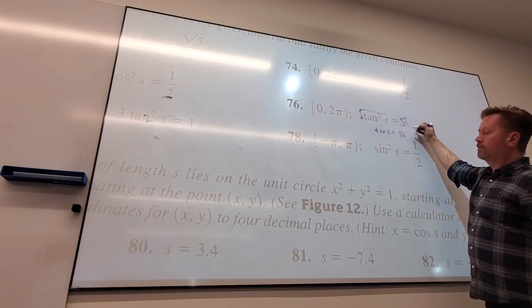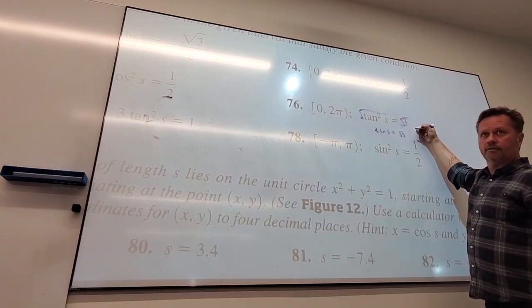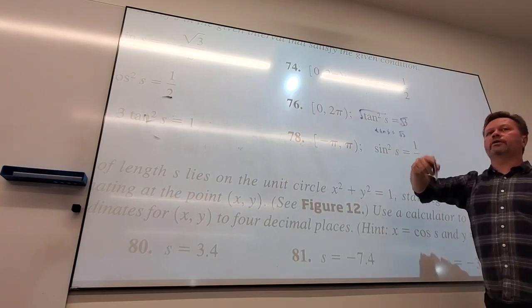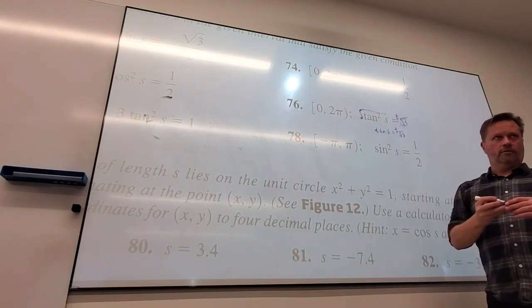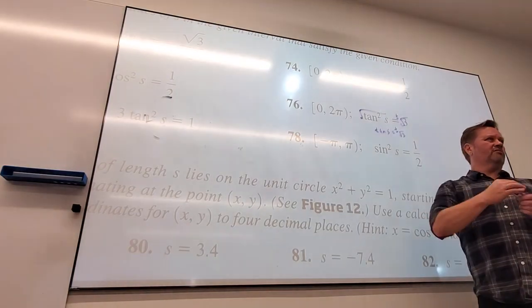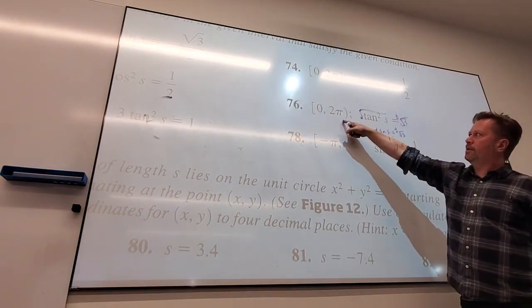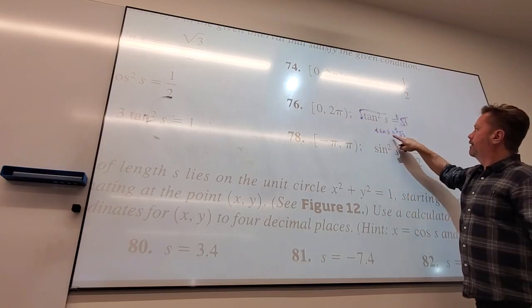Is it just this? Whenever I put a square root, what do I have to put down? Oh, plus and minus. Plus or minus. So I'm going to get a lot of possibilities, but they tell me it's anywhere from 0 to 2 pi.